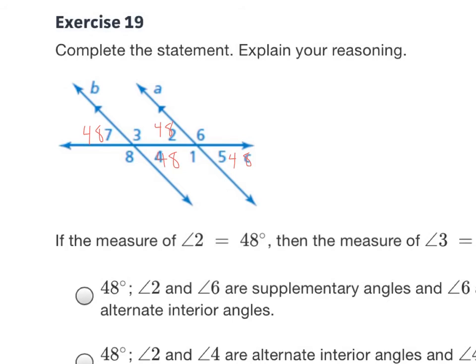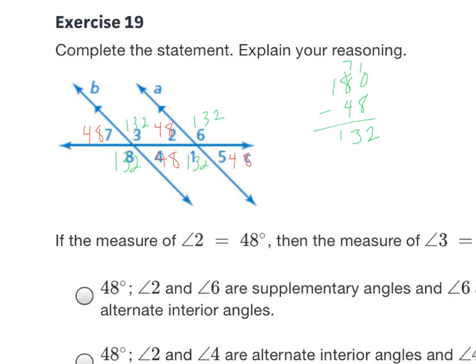Now we have to figure out the other angle measurement. So we would go 180 minus 48. I'm going to borrow there. It's going to give me 2, 3, and 1. So I got 132. Directly across is 132. Number 3 is 132. Number 8 is 132.